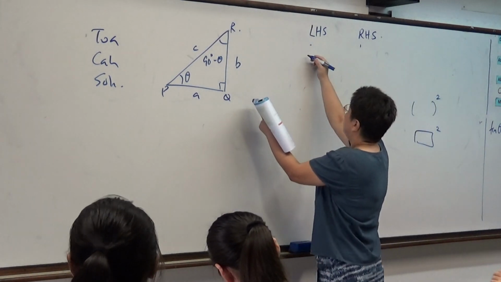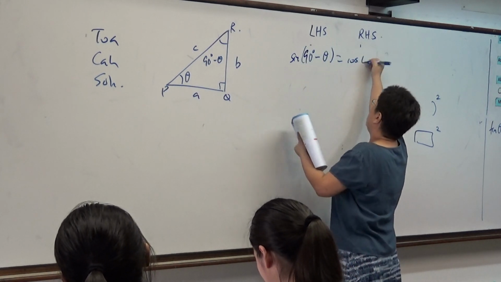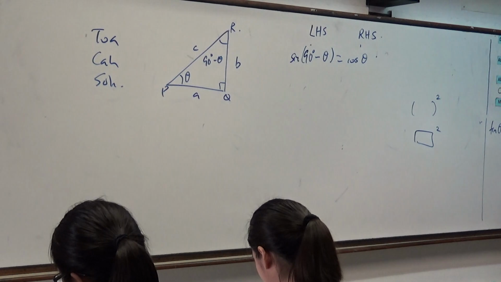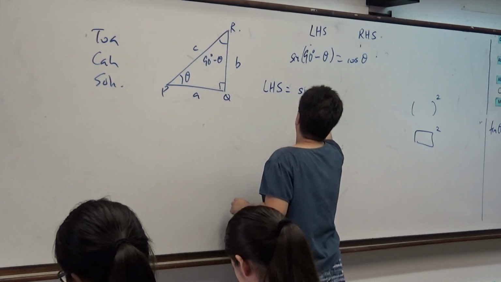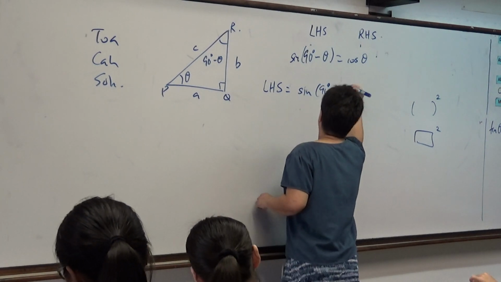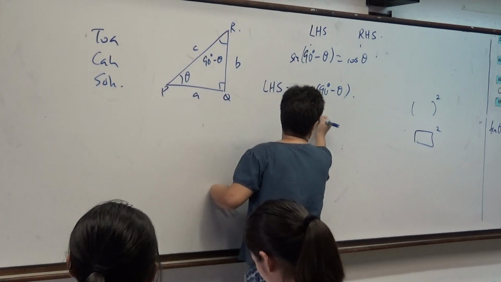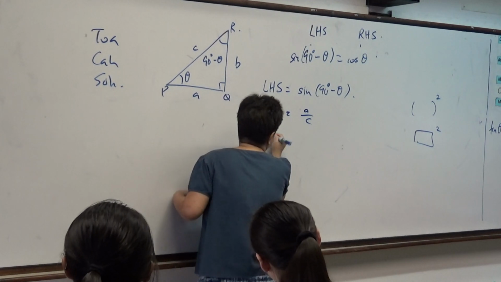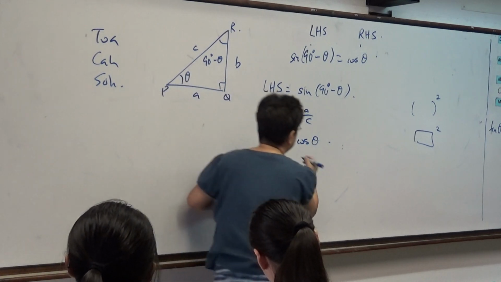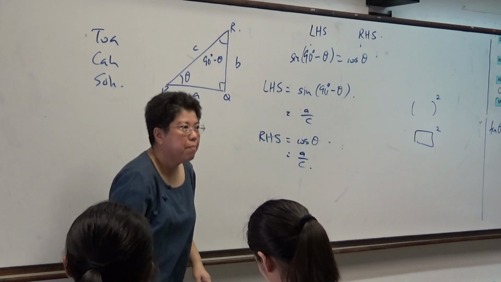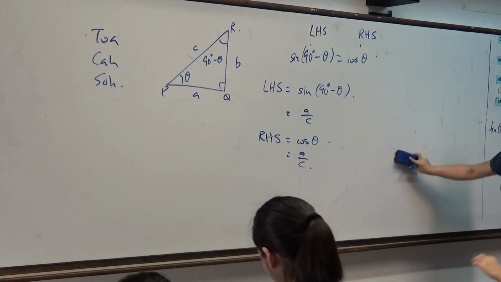Alright, next. Show that sine 90 minus theta is cosine theta. Okay, let us find out what is sine 90 minus theta on the left hand side first. Sine of this will be A over C, right? Am I right? Now, right hand side. What is cosine theta? A over C. Can you see they are the same? Alright. So what does this mean?